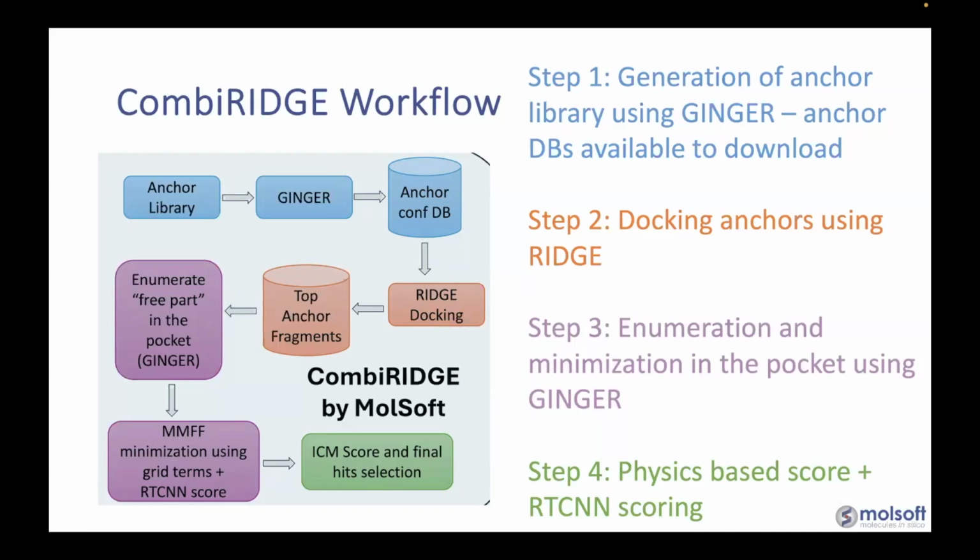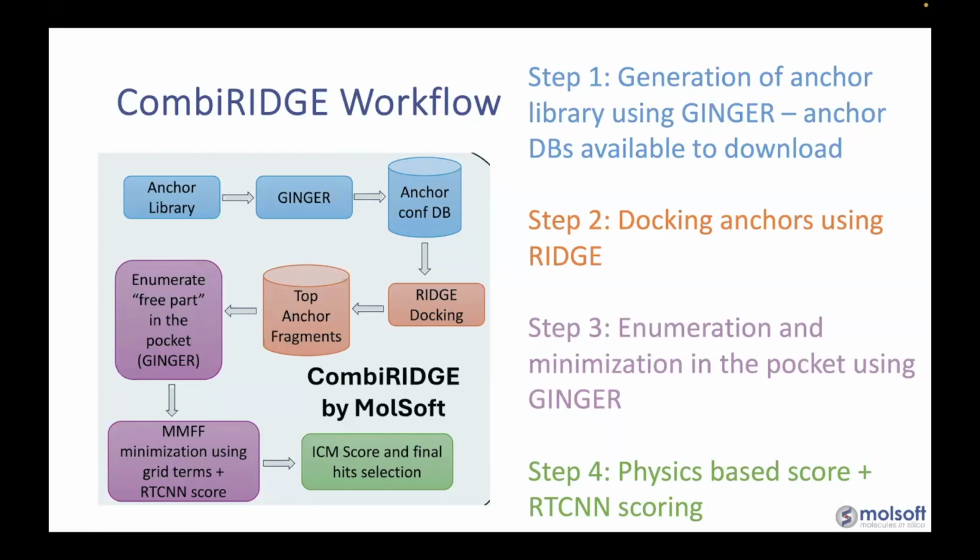Step two is the docking of the anchors using Ridge. And once you have the top scoring anchors, you can then use Ginger to generate the full 3D conformers directly within the binding site, which we just saw. This enables very rapid combinatorial expansion of the pre-docked anchor structures into the complete compounds. And so effectively, you are sampling the chemical space around each anchor.